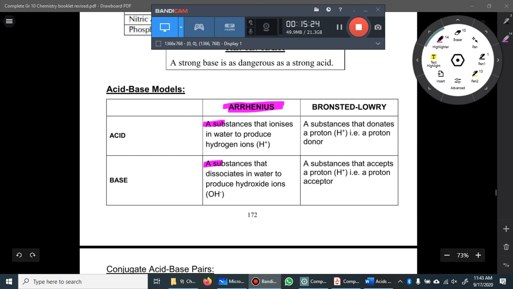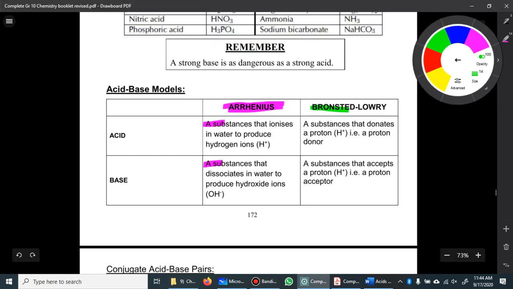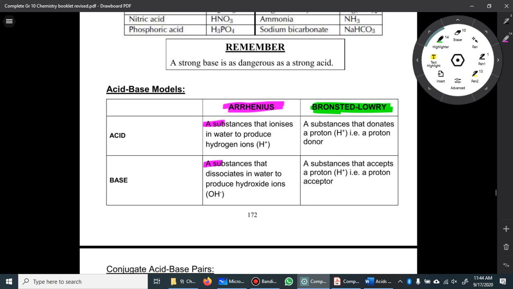Then the next definition you can write down is from another set of scientists, Lowry and Bronsted, who came together and came up with a different definition of what an acid and a base is. Their definition is this one here. Just as you saw from your live worksheets, an acid is something that donates a proton, in other words, a hydrogen ion, and a base is something that accepts a hydrogen ion.